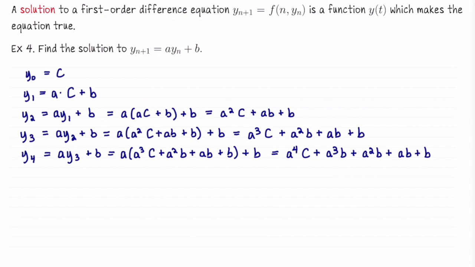Okay, I think now we can say what the general form would look like. So what is y sub n? Well, the first term is going to be a to the n times c.